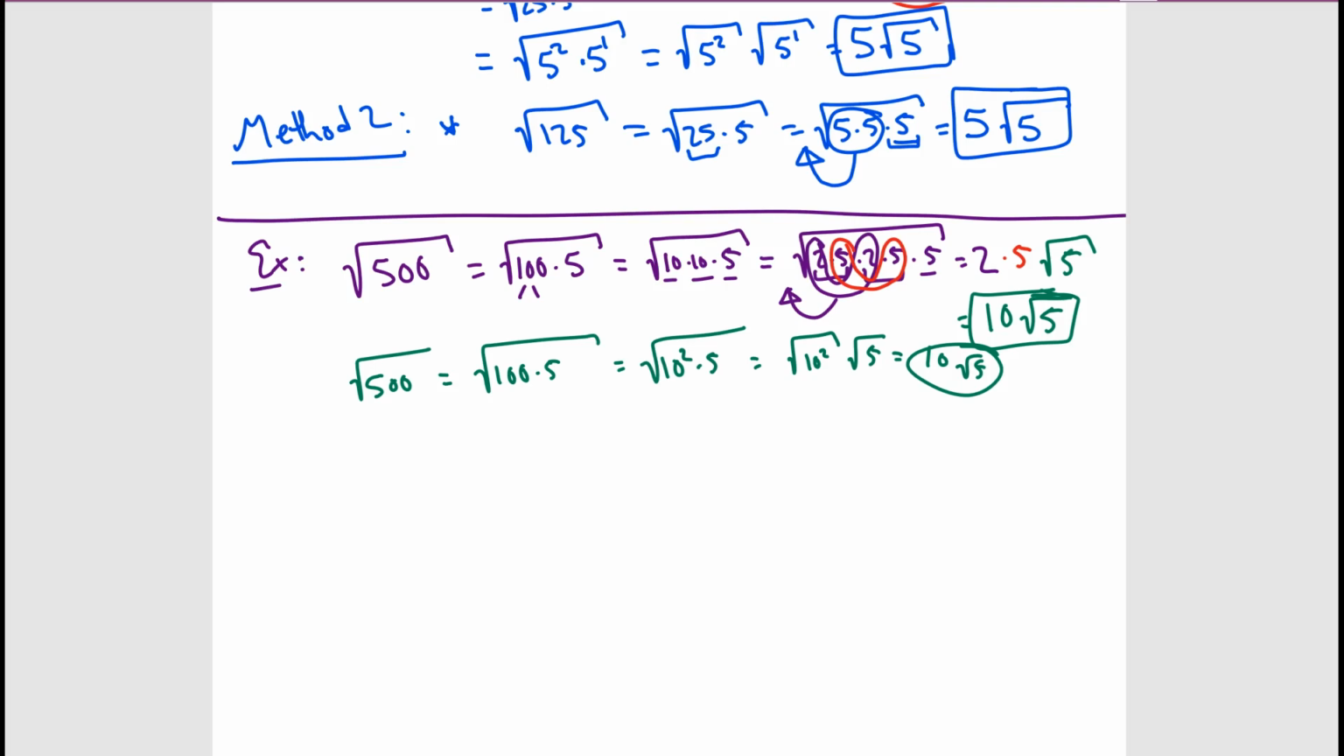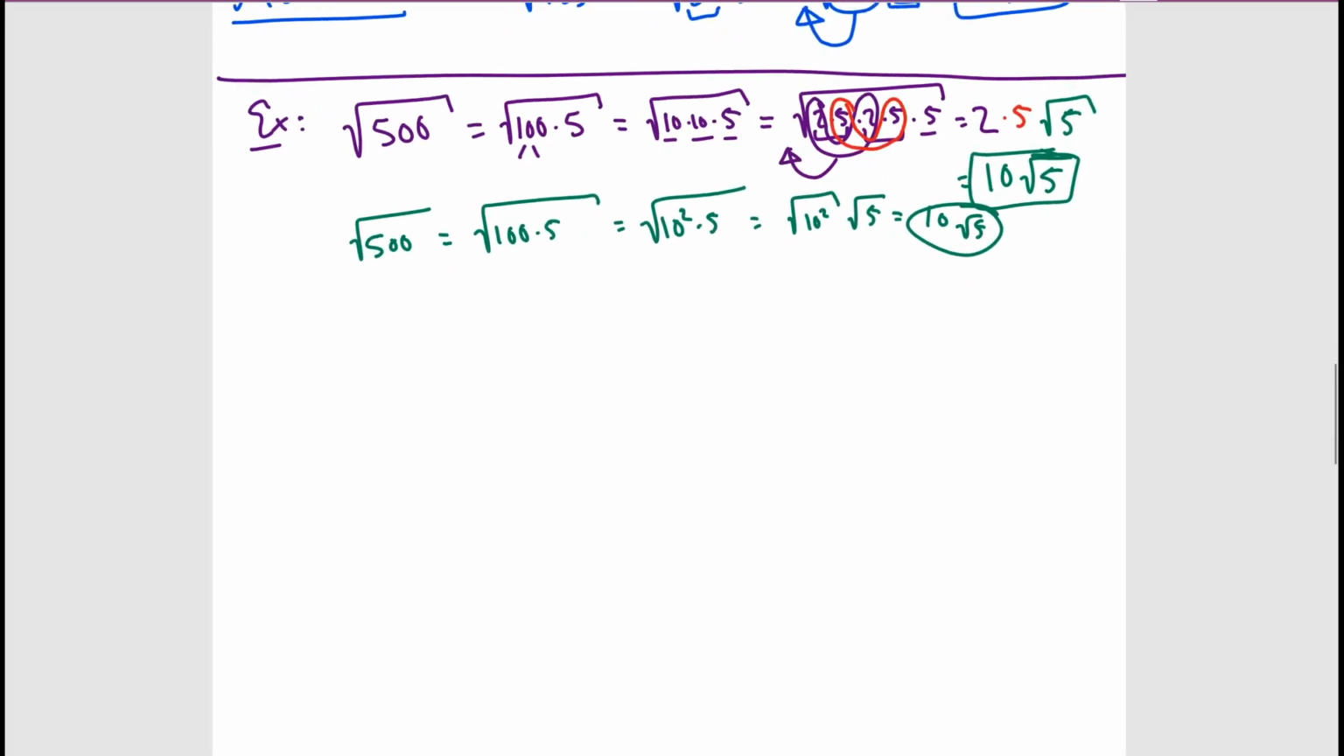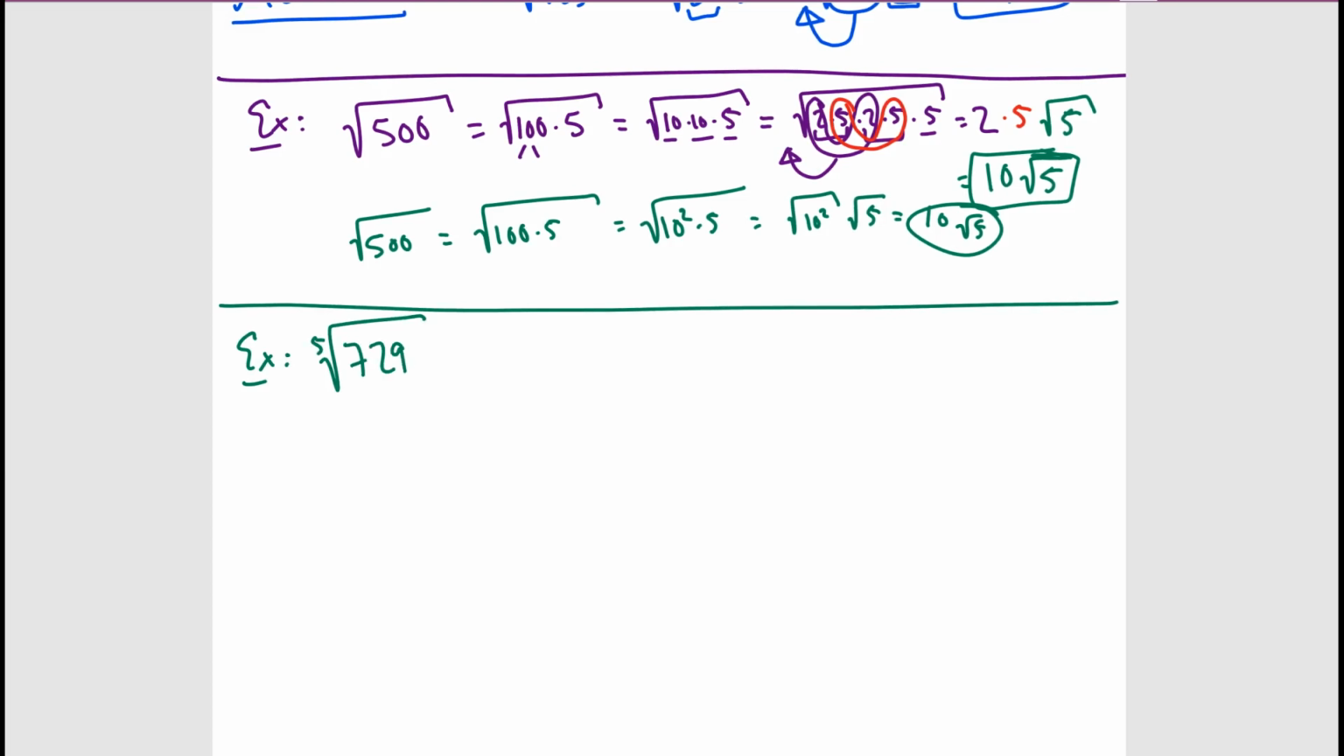Okay. All right, now let's do something a little more complicated. Let's see if you want to try this one out. Let's say you wanted to do the 5th root of 729. Okay, so if you want, you can go ahead and try it out. If not, then you can wait for me to do it right now.